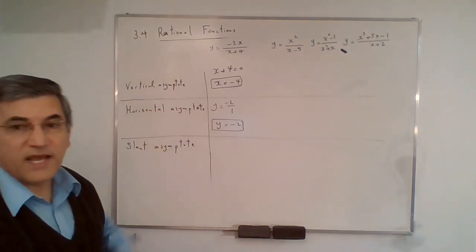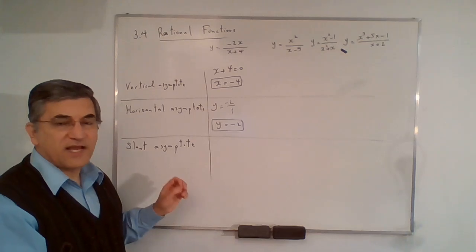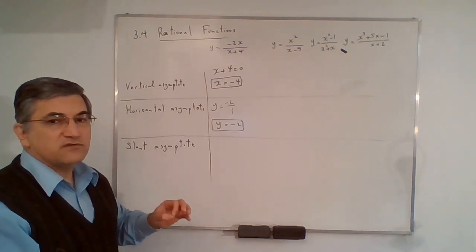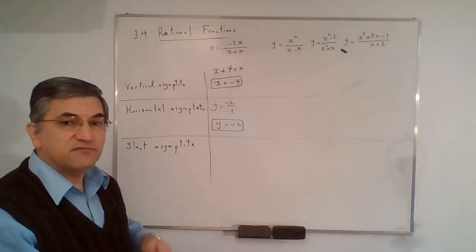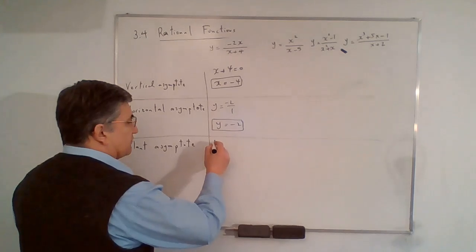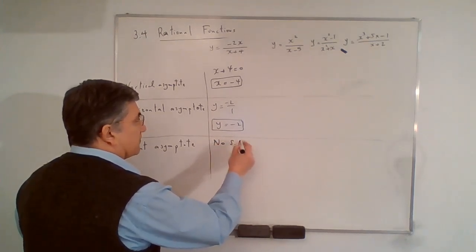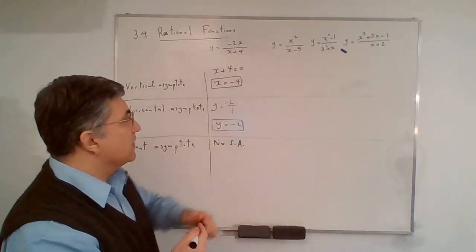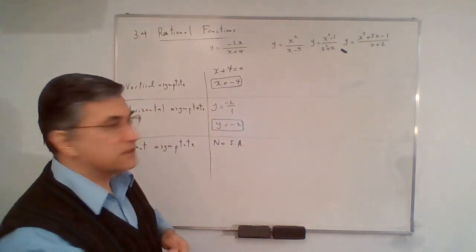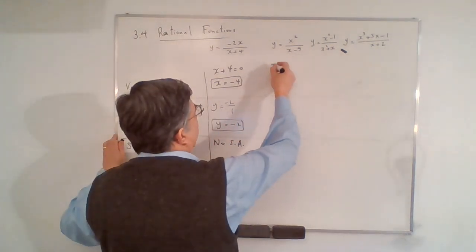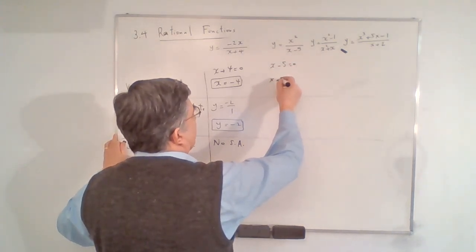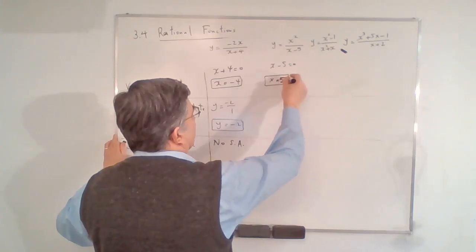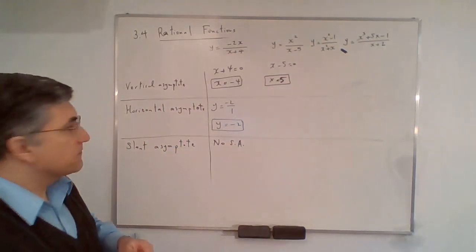Slant asymptote, we don't have any, because slant asymptotes happen only when the degree of the top is one more than the degree of the bottom. And in this case, both top and bottom are linear functions. Obviously, we don't have any slant asymptote. Next exercise, we see that the denominator again is x minus 5. So by setting it equal to 0 quickly, you can find the equation of the vertical asymptote, x equals 5.